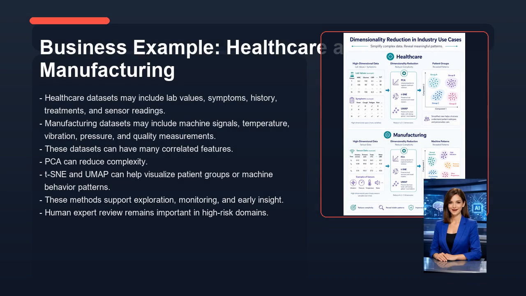Now let's look at business example, healthcare and manufacturing. Healthcare datasets may include lab values, symptoms, history, treatments, and sensor readings. Manufacturing datasets may include machine signals, temperature, vibration, pressure, and quality measurements. These datasets can have many correlated features. PCA can reduce complexity. t-SNE and UMAP can help visualize patient groups or machine behavior patterns. These methods support exploration, monitoring, and early insight. Human expert review remains important in high-risk domains.